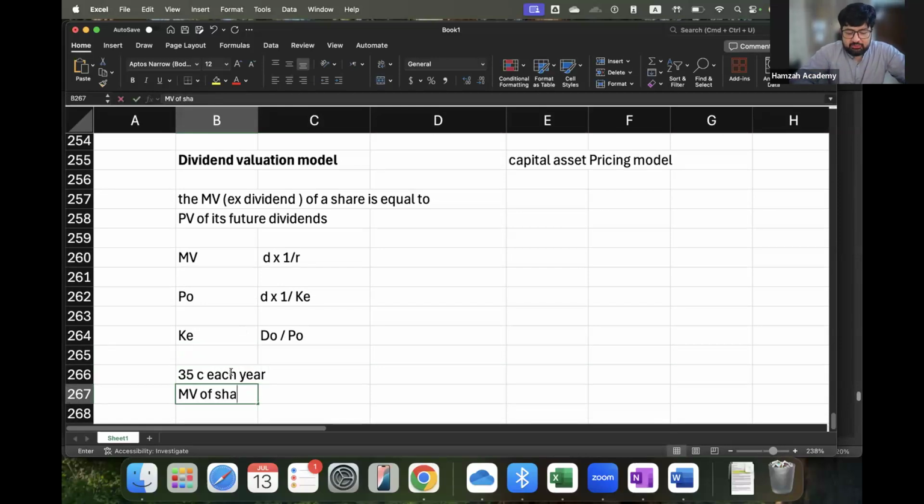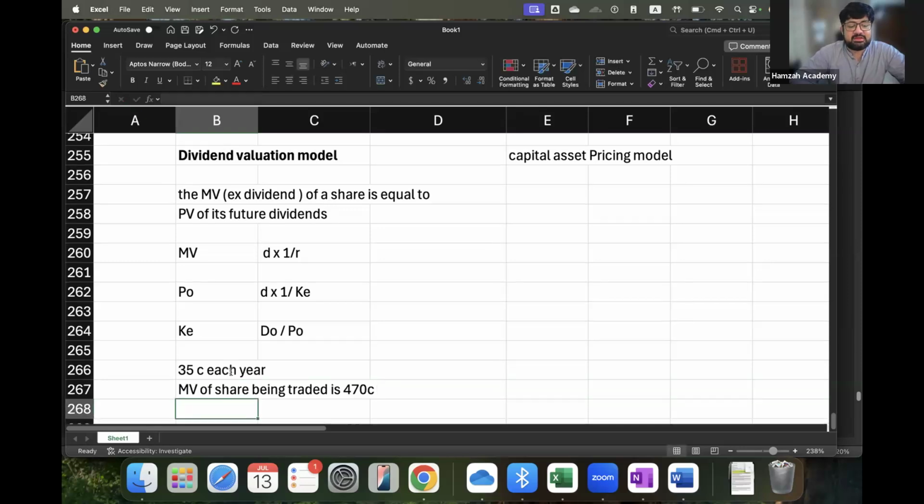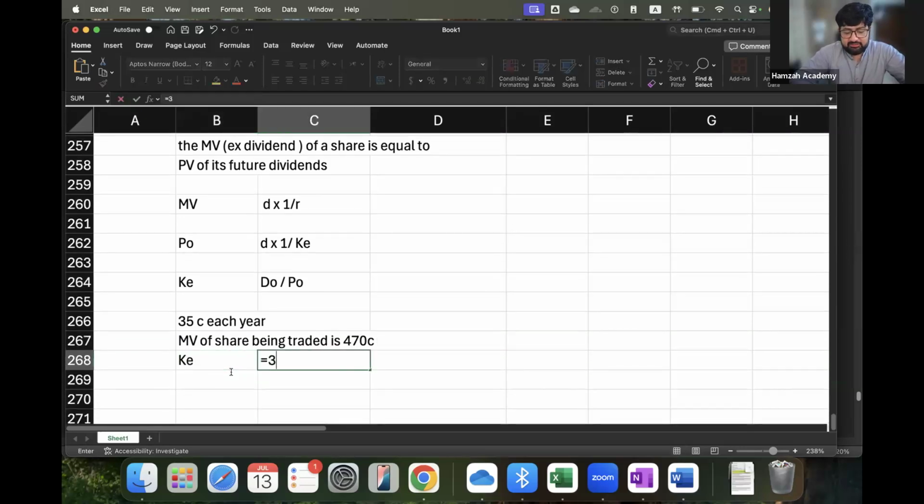For example, a company pays a dividend of 35 cents each year, and the market value of the share being traded is 470 cents. What is the cost of equity? 35 cents over 470. It is 7.45%. That is the cost of equity.